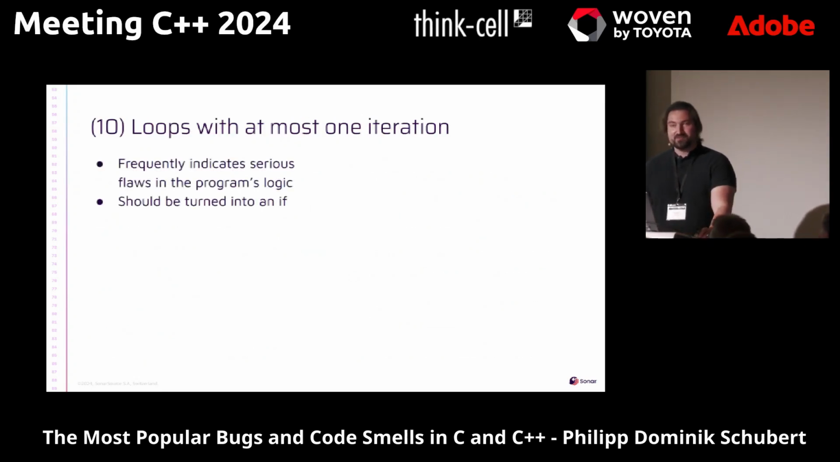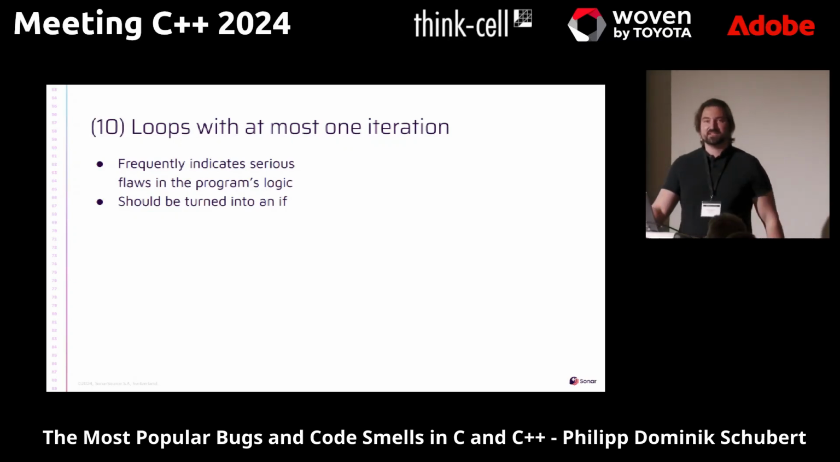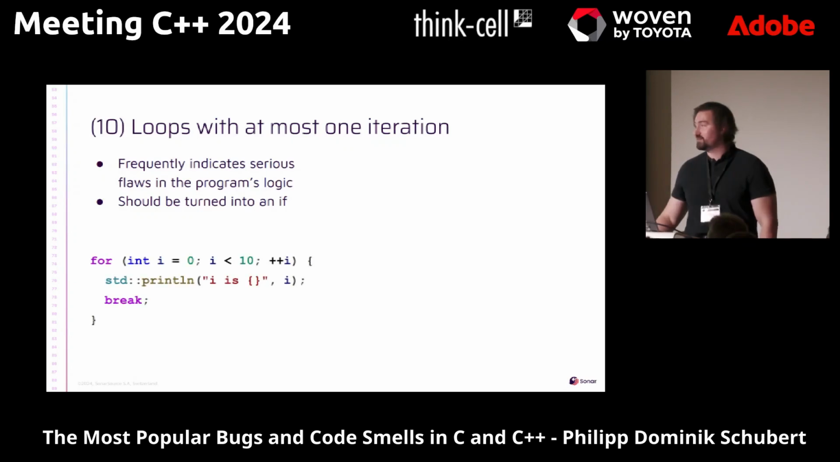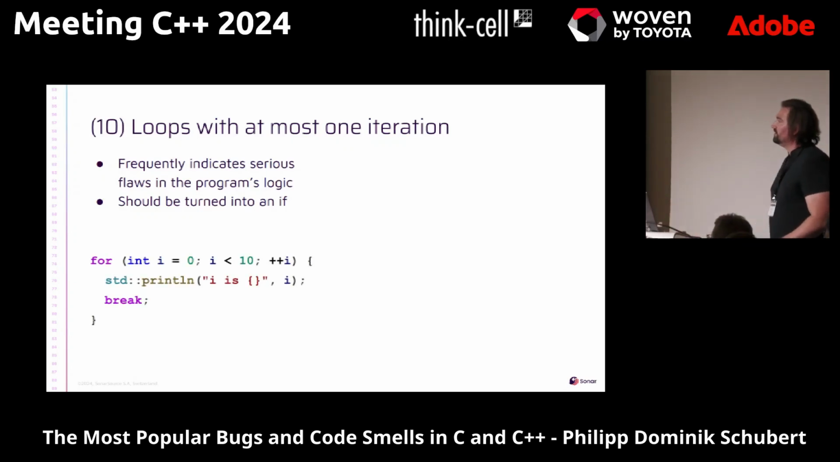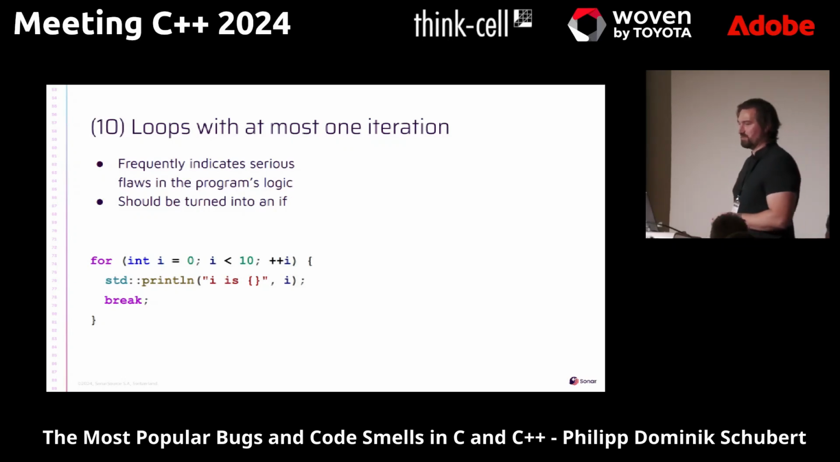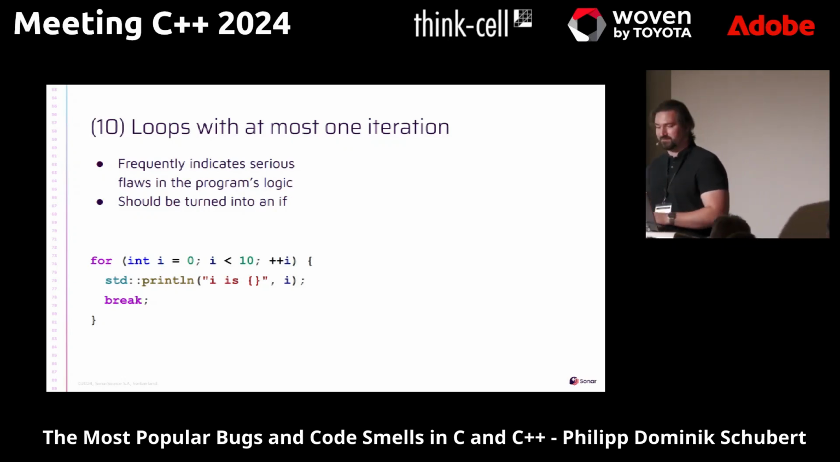Number 10, loops with at most one iteration. That still can be frequently seen in the wild. It frequently indicates a serious flaw in the program's logic and should be turned into a simple if. Here's an example, right? We have some loop, and then we execute that print statement, and then we have break and continue with our lives and whatever instructions follow.